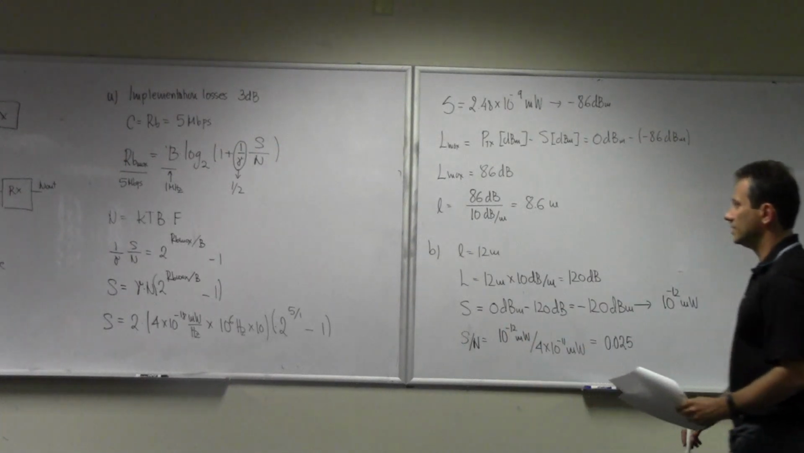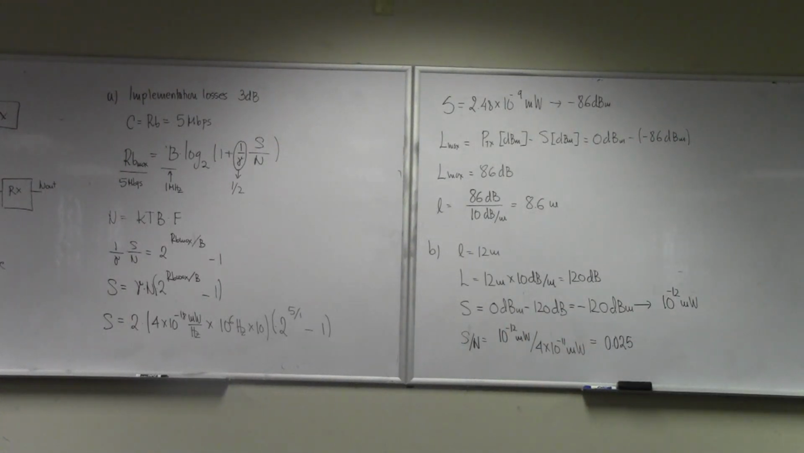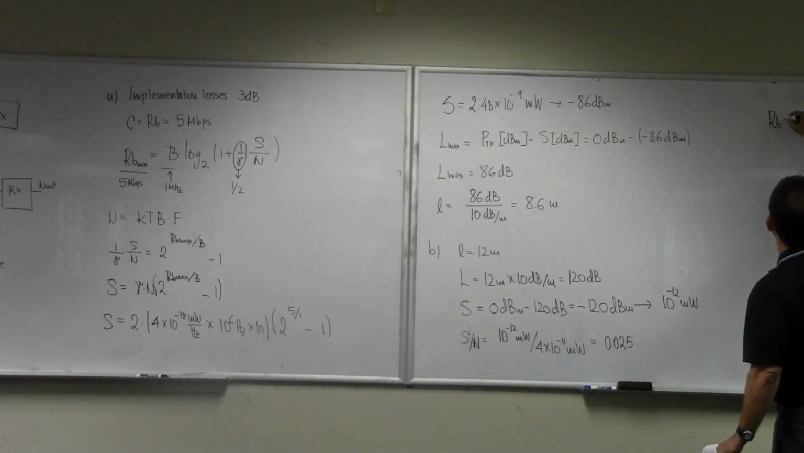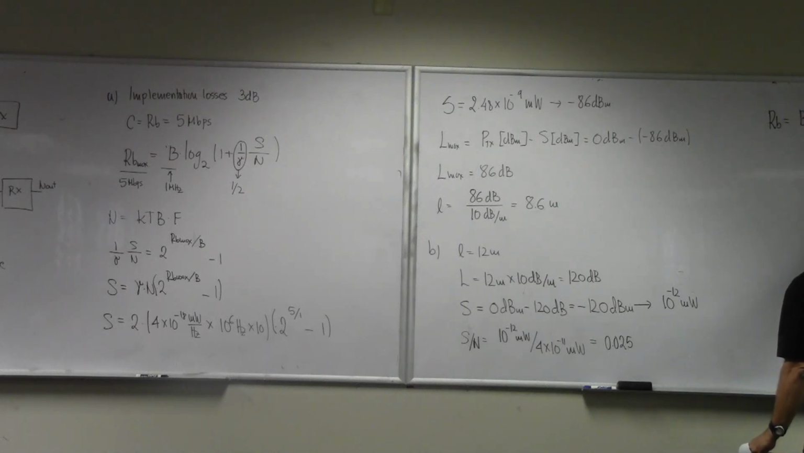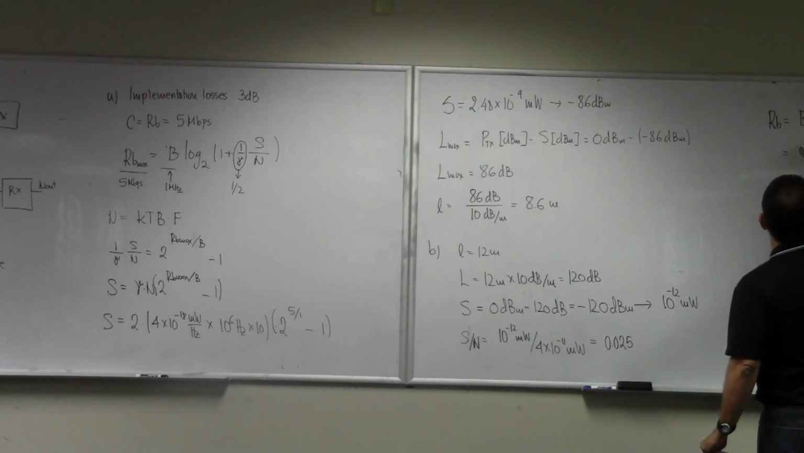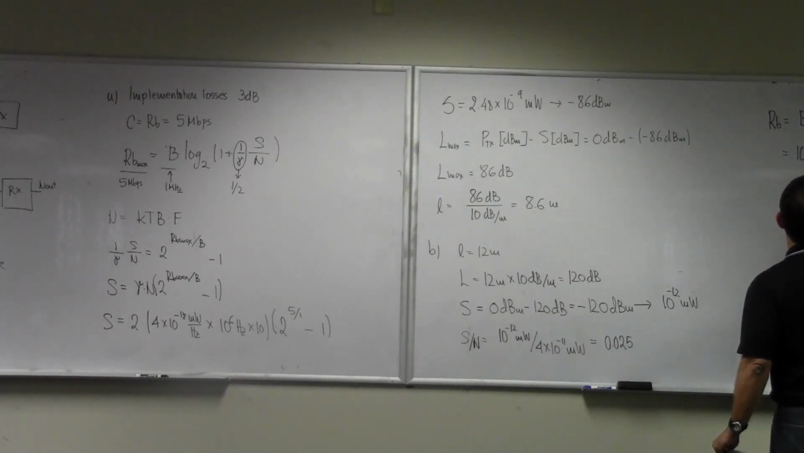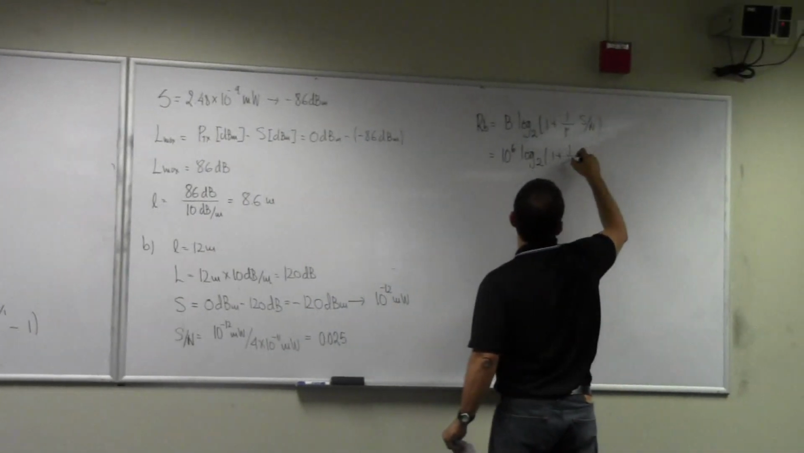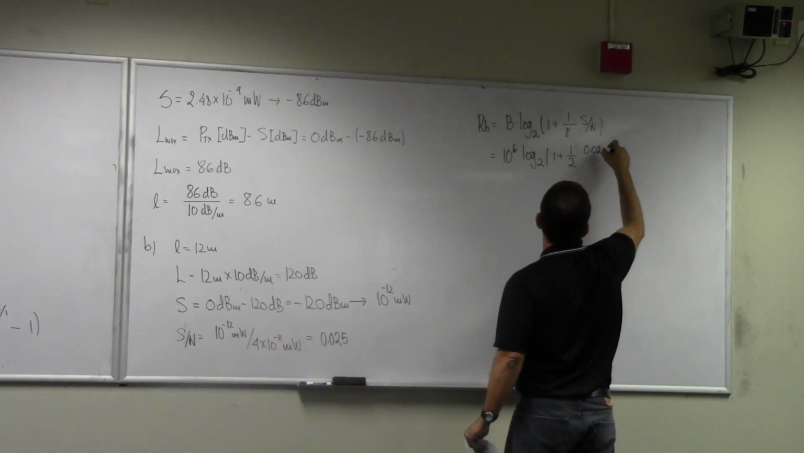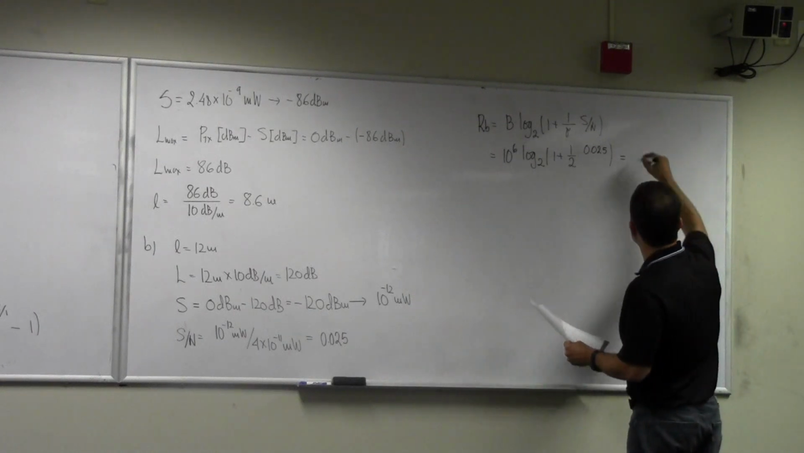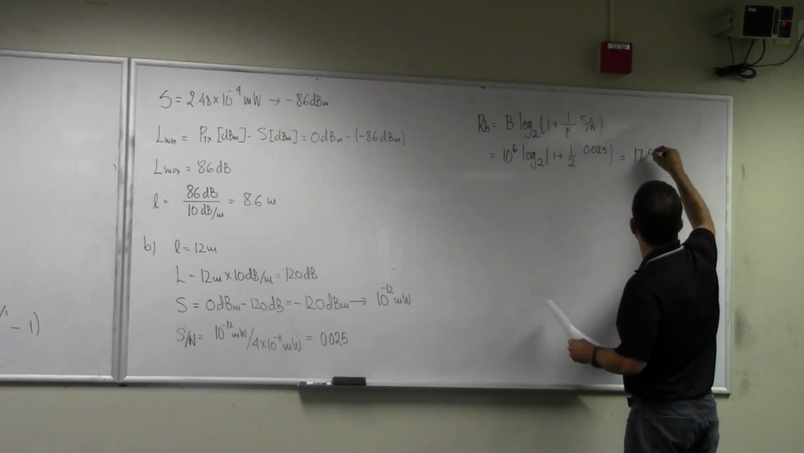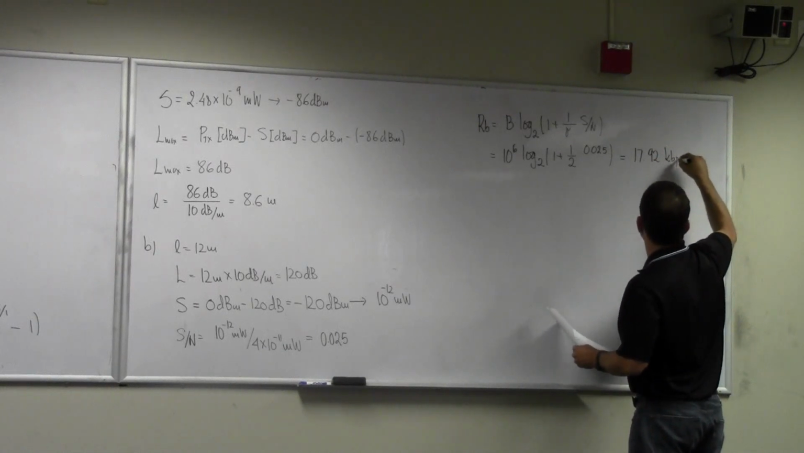So that's the signal to noise ratio. And then when I plug that into Shannon's formula, I get that RB is going to be B times log base 2 of 1 plus 1 over gamma times the signal to noise ratio. In our case, this becomes 10 to the 6 times log base 2 of 1 plus 1 half times 0.025. And this gives me 17.92 kilobits per second.